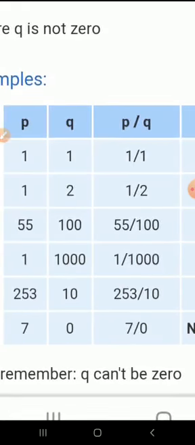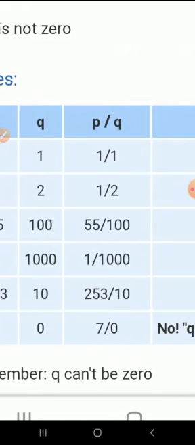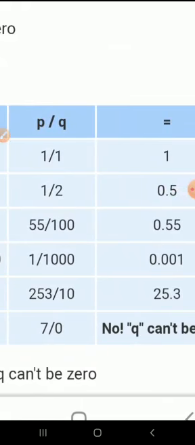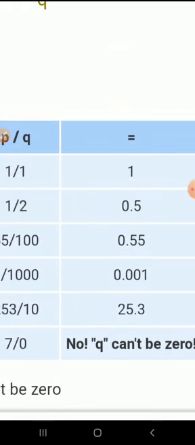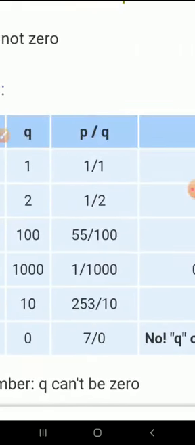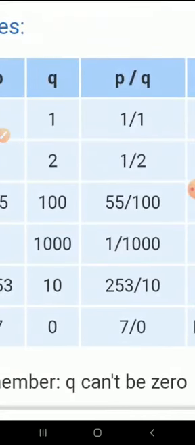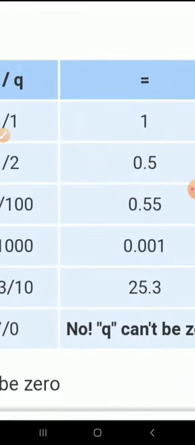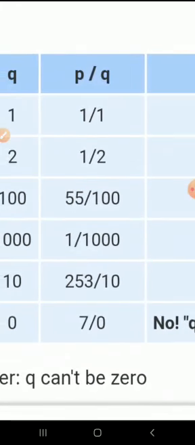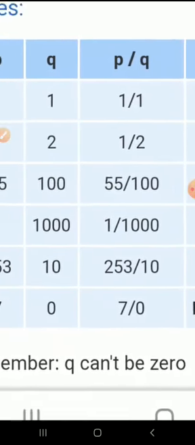Next, if P is 1, Q is 1000, P upon Q, 1 upon 1000 will be a rational number. It can be expressed in the form of a decimal also, 0.001. If P is 253, Q is 10, so P upon Q will become 253 upon 10. That can be written in decimal form as 25.3. So 253 upon 10, again a rational number.